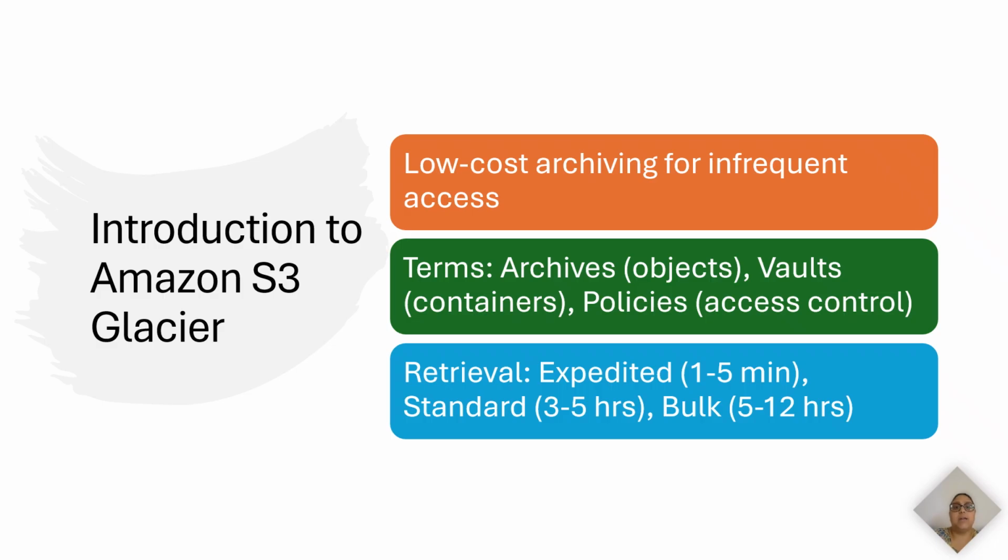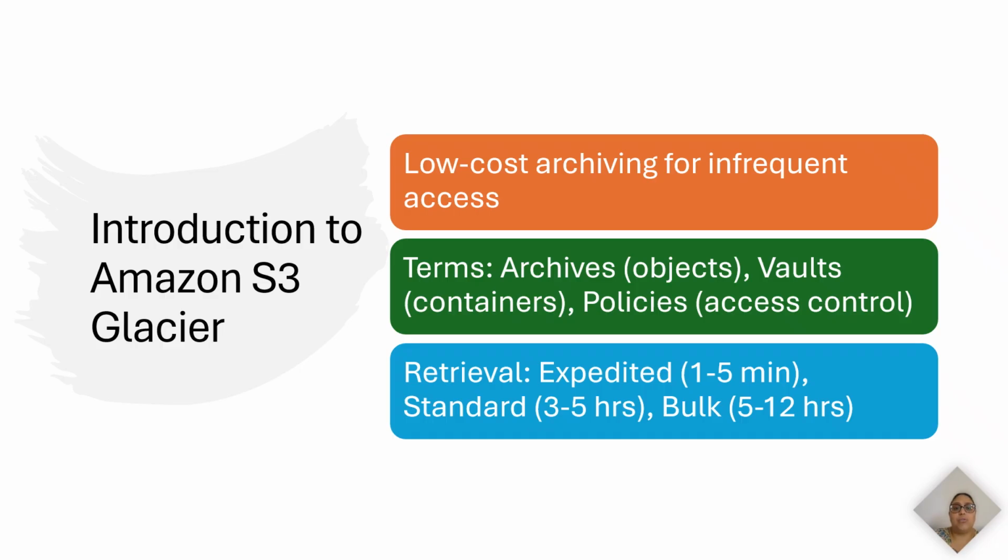Amazon S3 Glacier is a secure, durable, and extremely low-cost storage class designed specifically for data archiving and long-term backups where immediate access isn't required. It offers costs that are competitive with or lower than on-premises solutions, making it ideal for cold storage. Key terms to know: archives are the base units of storage, such as any object like a photo, video, or document, each with a unique ID and optional description. Vaults act as containers for these archives, specified by name and region.